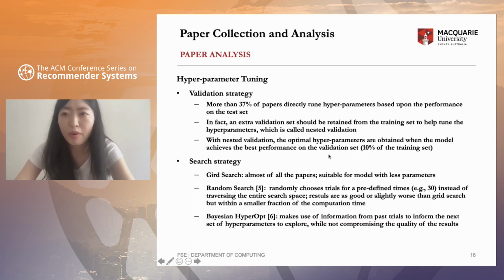One of the most important factors is the hyperparameter tuning. And in terms of validation strategy, we find that around 14% of the papers directly tune the hyperparameters based on the performance on the test set. And in fact, an extra validation set should be held out from the training set to help tune the hyperparameters, which is called nested validation.